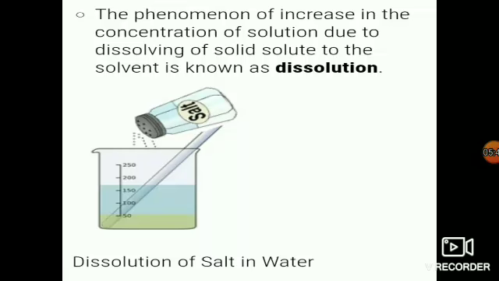Next, some phenomena we'll study. One is dissolution, another one is crystallization. So what is dissolution? It is the phenomenon of increase in the concentration of a solution due to dissolving of a solid solute in the solvent. So if you are taking some liquid and trying to dissolve some solid solute there to make a solution, then the process is termed dissolution. Example: dissolution of salt or sugar in water.